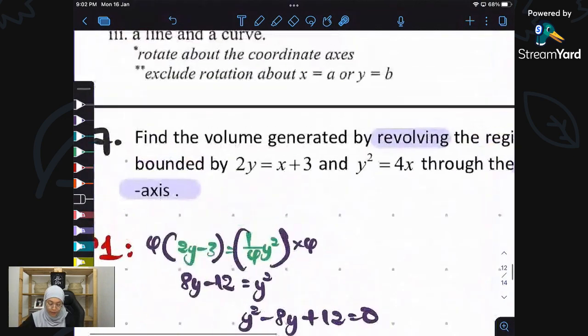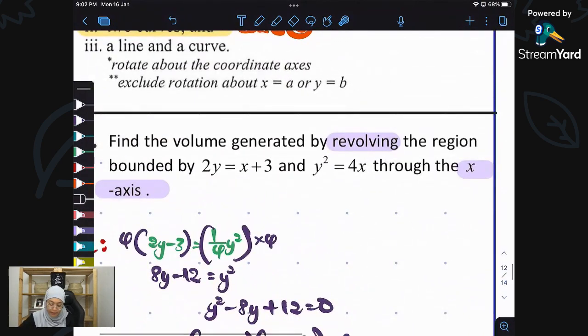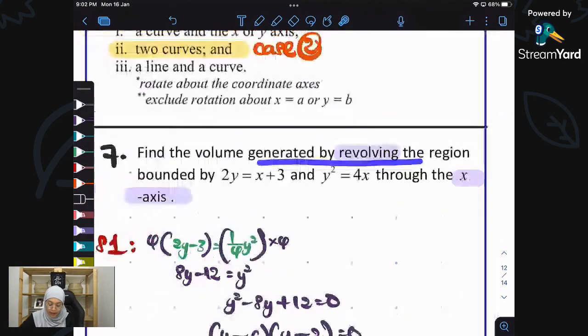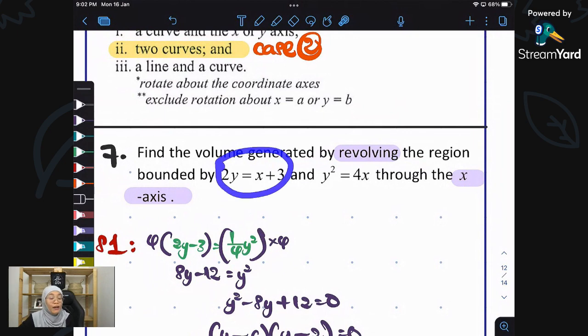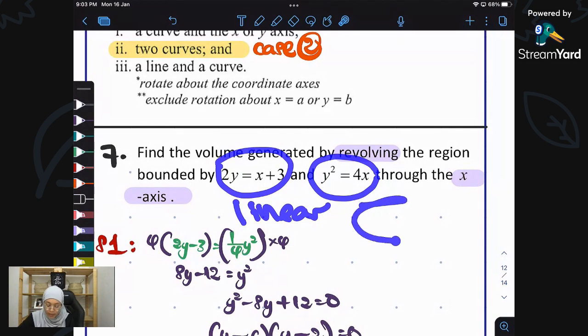Find the volume generated by revolving about the x-axis, but we have a curve. No, we don't. We have two curves. This one is a linear curve, while this one is a C-shaped, basic quadratic curve.